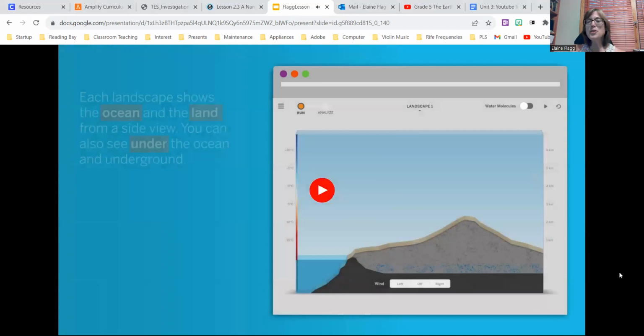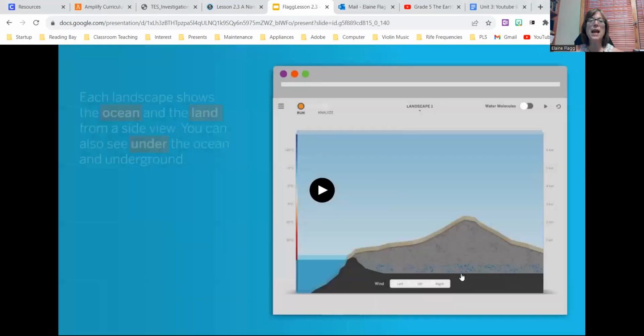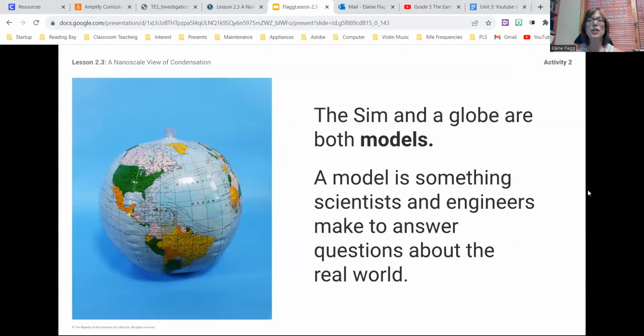Okay, so I'm going to want you to investigate that and play with the sim. And I think I'll be able to put the different sim explanations in there so you can look back at that, because it's important to play with the sim. So what is a sim? It's a model, and a model is something scientists and engineers make to answer questions about the real world. So the sim and the globe are both models.